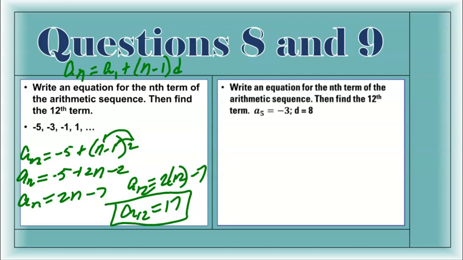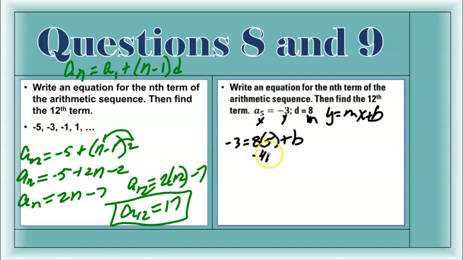Question 9. Write an equation for the nth term of the arithmetic sequence and then find the 12th term. So here they're giving us the 5th term, and the 5th term is negative 3, and then the common difference is 8. This one I'm going to do a little bit differently because this 5 here is our x and this is our y. So if I put it in slope-intercept form, which is y equals mx plus b, this is going to be our m. So my y is negative 3. When my slope is 8, my x is 5, I need to find the b.